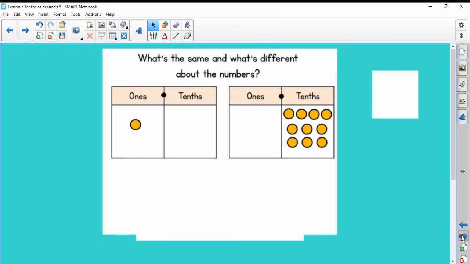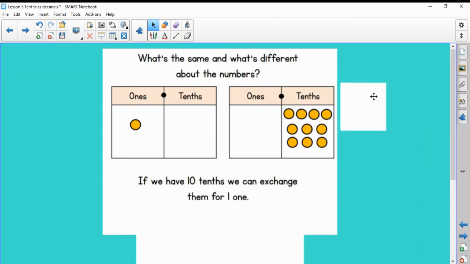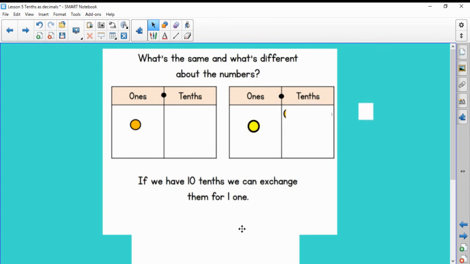Have a look at this one. What's the same and what's different about these numbers? Here I can see one whole one. Here I can see 10/10. But hold on a minute, we can't have 10 in one place value, so what do we need to do? Yes, if we have 10/10, we have to exchange. We exchange them for 1. I'm going to exchange those 10 tenths for 1. So 1 is equal to 10/10, and these two numbers are the same.